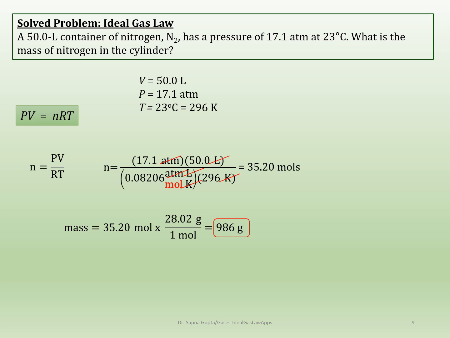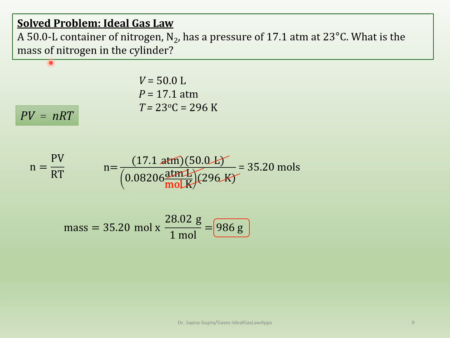Another one for ideal gas law. So this 150 liters container has a pressure of 17.1 atmosphere, 23 degrees Celsius. What's the mass of nitrogen now? So we are given the volume of nitrogen. We are trying to figure out the mass of nitrogen.